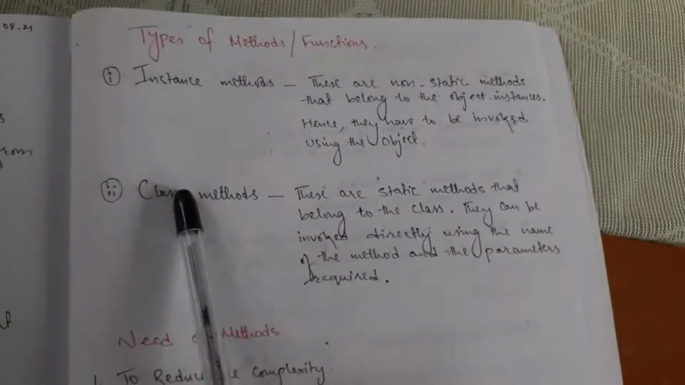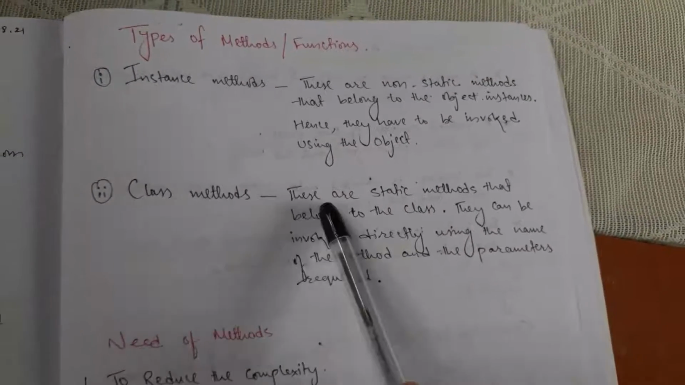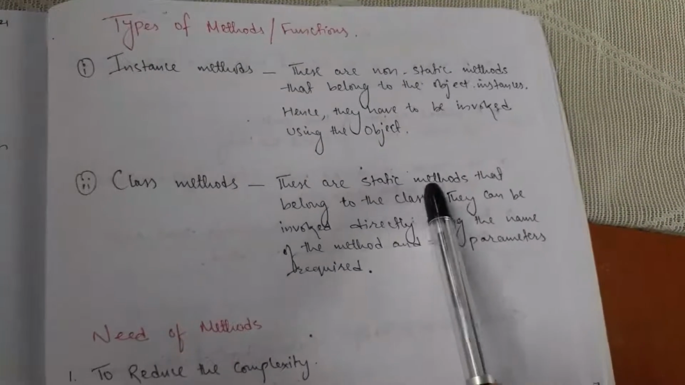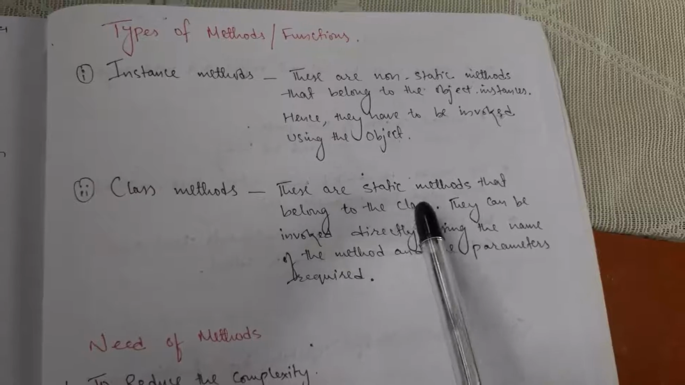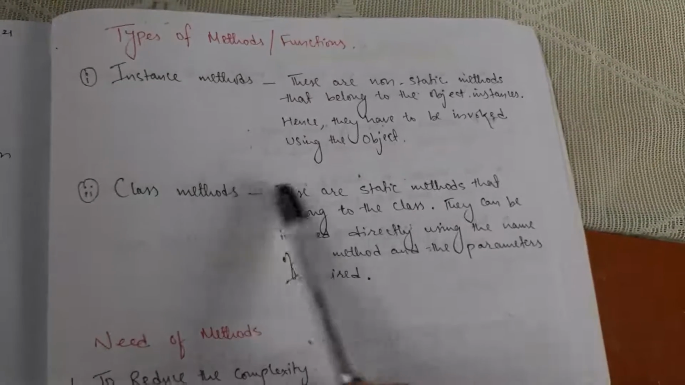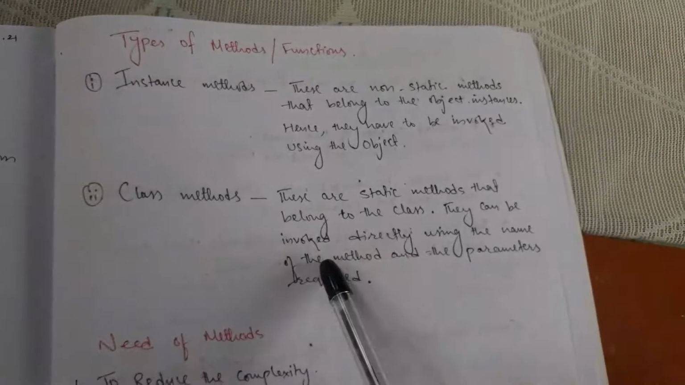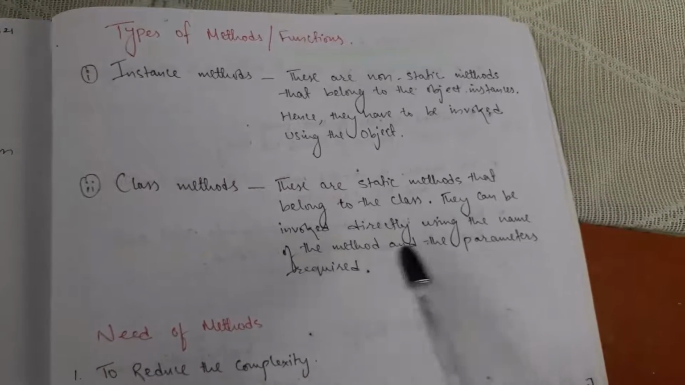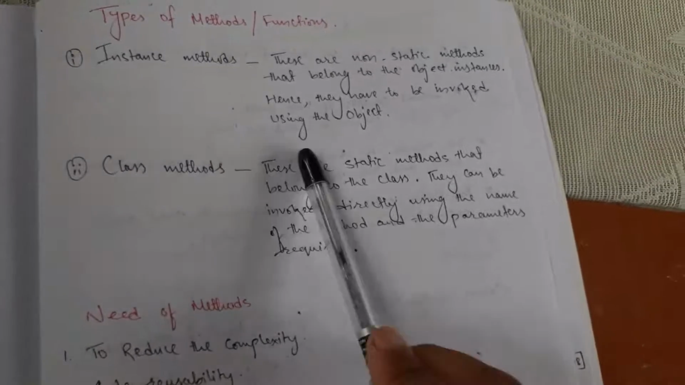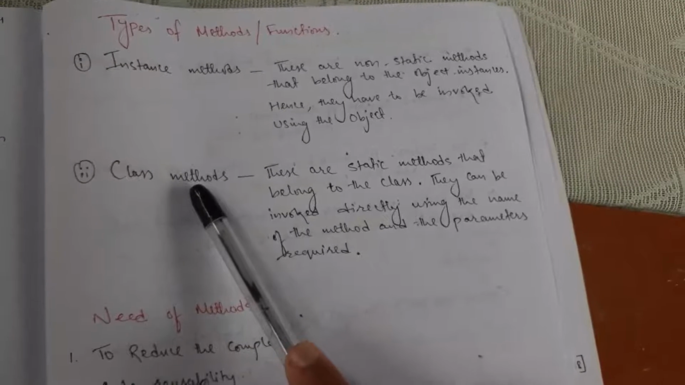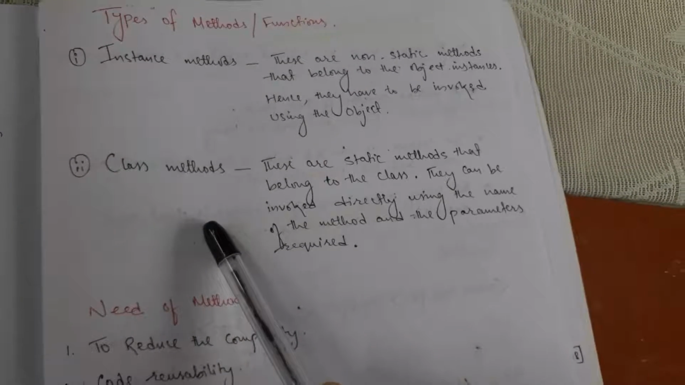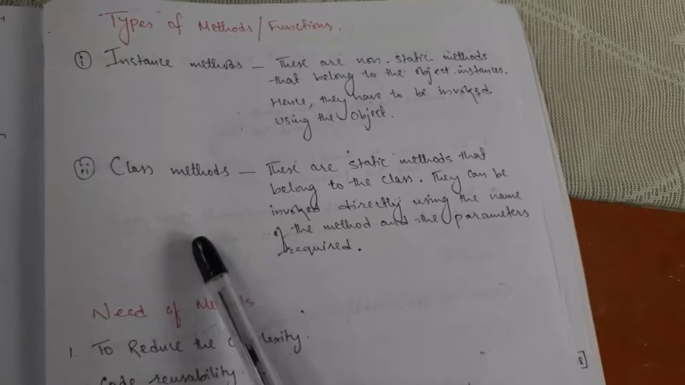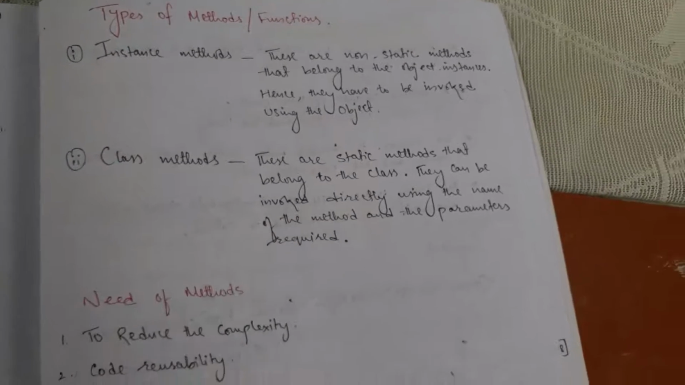Alright, and the second kind of method is called class method. These are static methods. The class methods are considered static methods that belong to the class. They can be invoked directly using the name of the method or function and the parameters required. We can easily invoke this method by using the method name and the parameters present inside the parameter list, which are in the same line where we define the method statement.